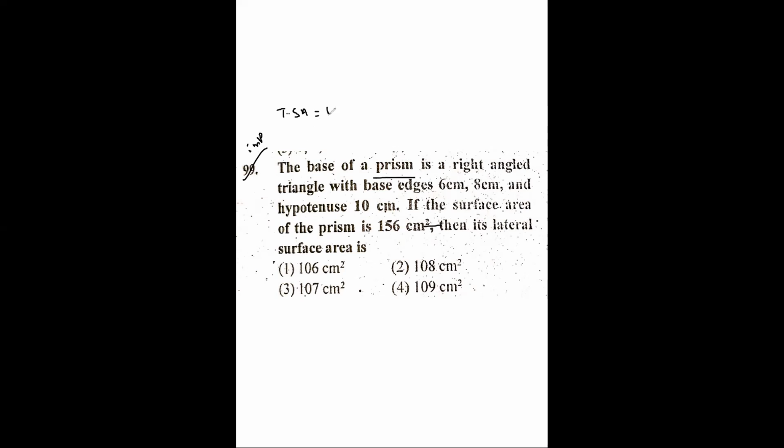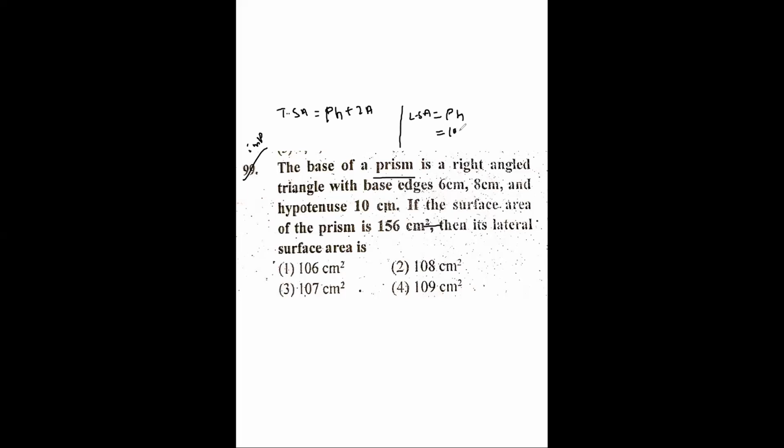So you need to know the LSA and TSA of the prism. The TSA of the prism is perimeter into height plus 2 times the area. And the formula for LSA of the prism is perimeter into height. Okay, perimeter into height.